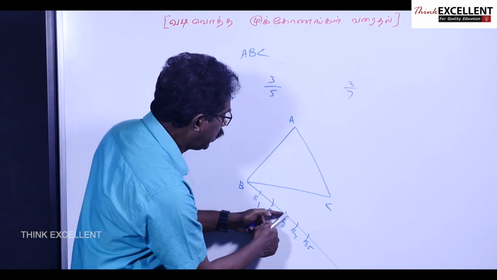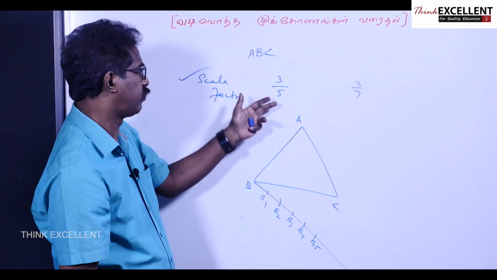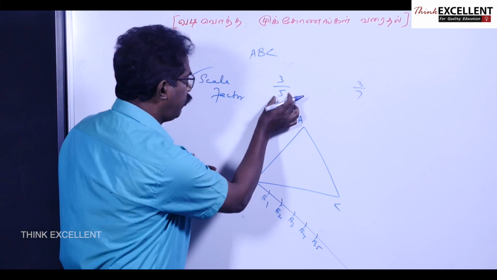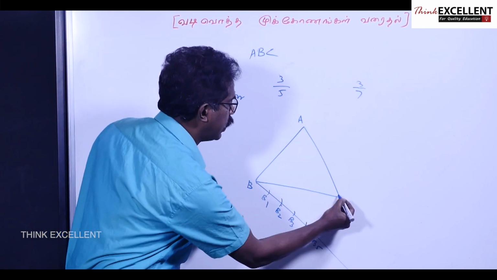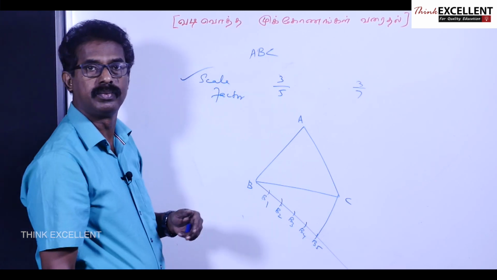If we join 3 here, you will get a bigger triangle, right? But now we have to reduce this. 5 is given, so we have to get the one corresponding to 3. So in the given triangle, the last one here is joined. Okay, so B5 and C are joined.